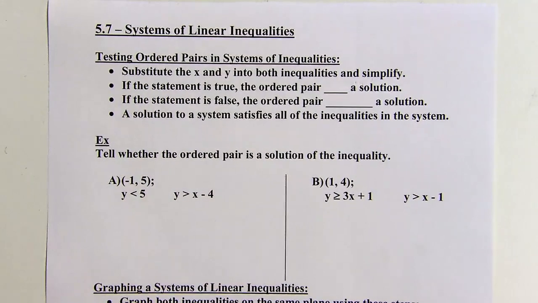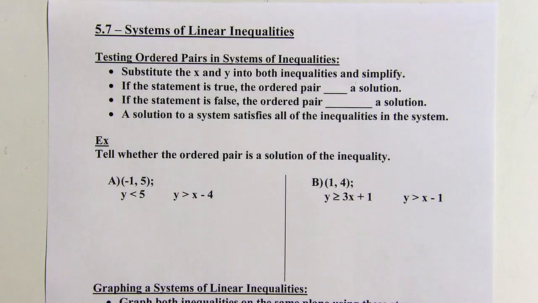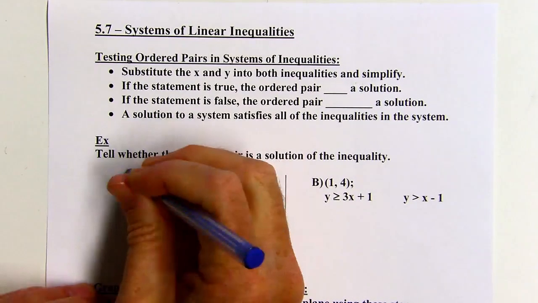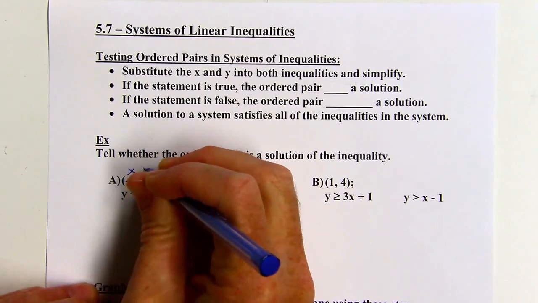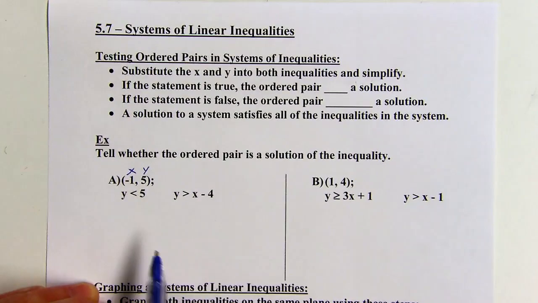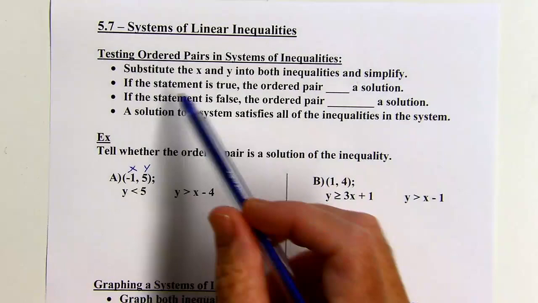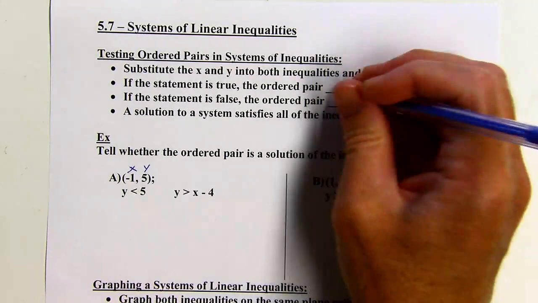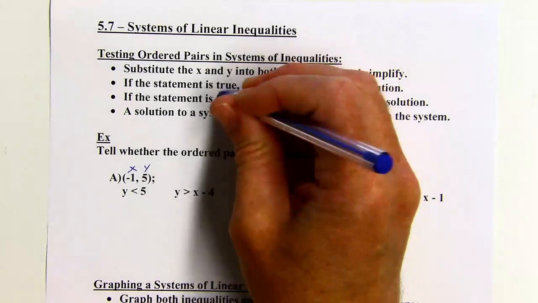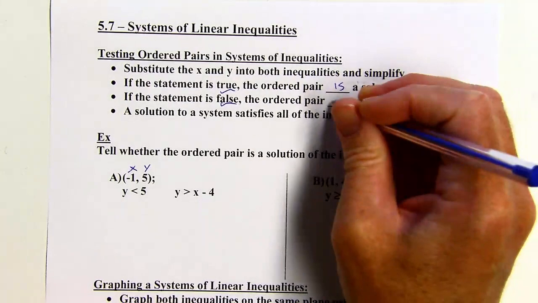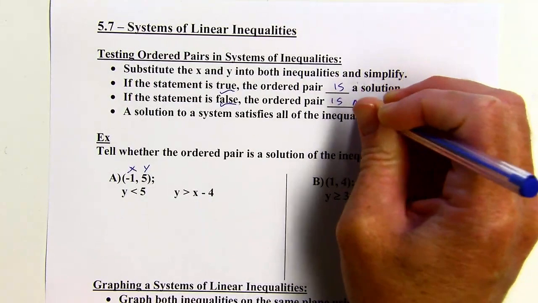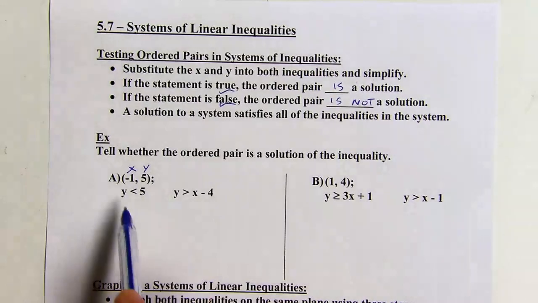So I've got more than one inequality here. What I want to do is substitute that xy pair into both inequalities and see if it satisfies it or not, so see if it's true or not. If the statement is true, the ordered pair is a solution. If the statement is false, then the ordered pair is not a solution. All right, so let's test it out here.